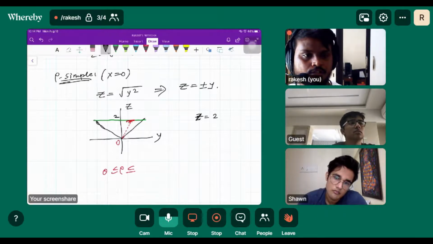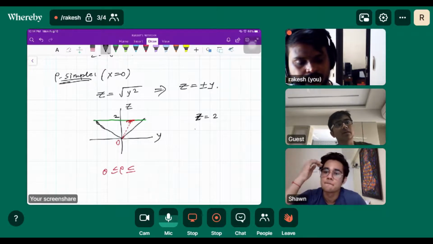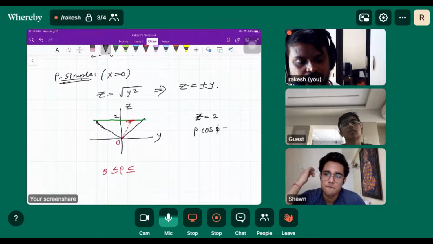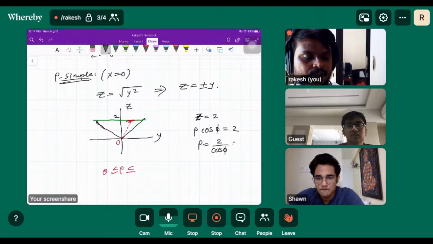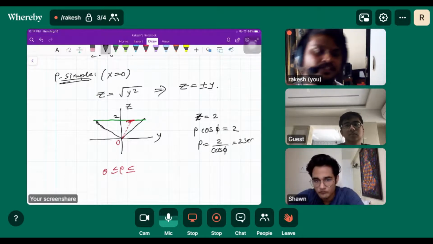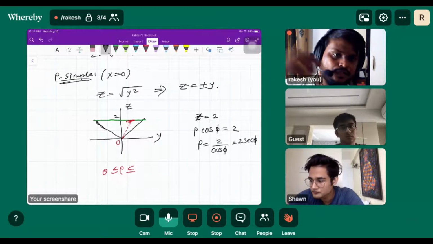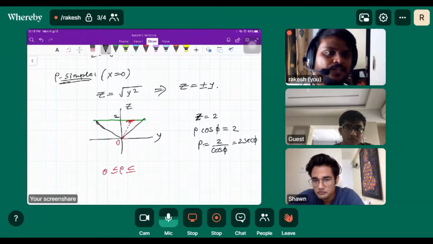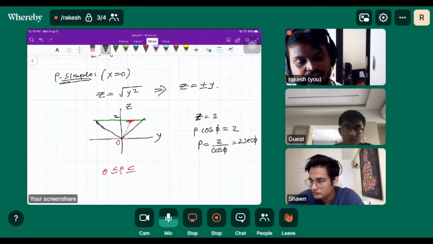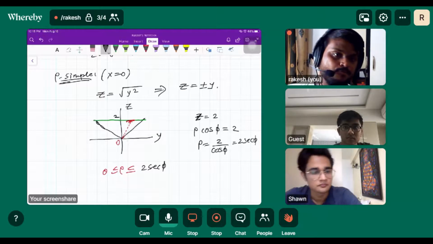Rho cos phi, if I am not wrong. Yeah, rho cos phi. Phi is 2, so rho cos phi is equal to 2. So rho is equal to 2 over cos phi. We know that we are going to integrate with respect to rho, phi and theta consecutively, right? So it should not have x, y anymore in this expression. So rho can be written as 2 sec phi as an upper limit of this.